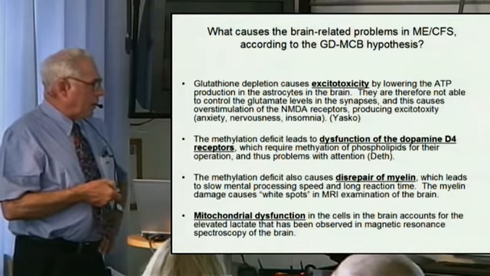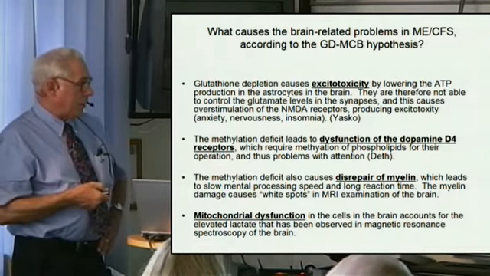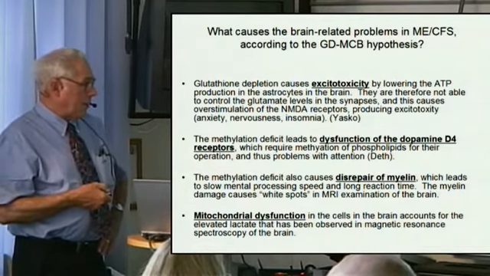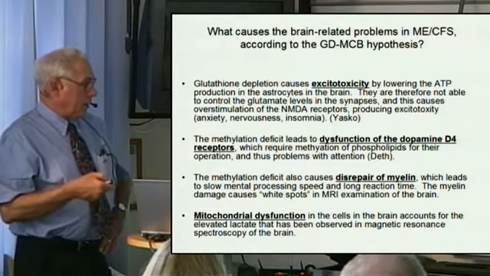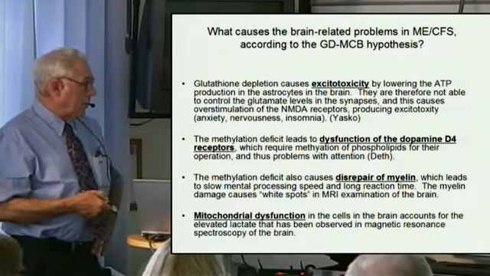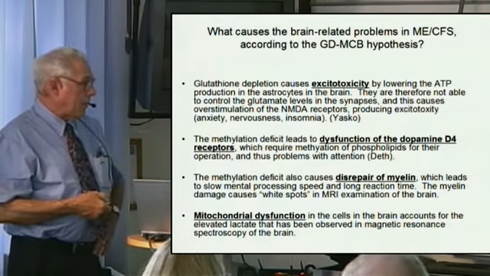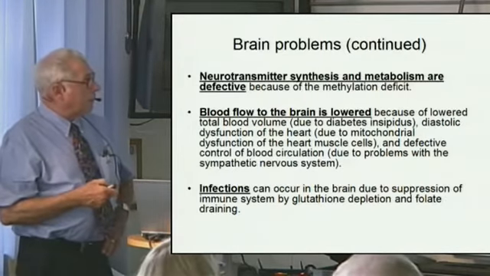Okay, well, the mitochondria in the brain are also dysfunctional, just like they are in the muscles and other places. And that causes elevated lactate because the mitochondria are not able to take the pyruvate and run it through the Krebs cycle and all of that. And that's been observed in magnetic resonance spectroscopy. So it looks like that's probably valid.